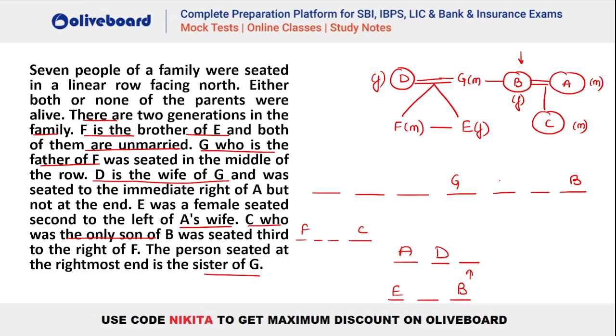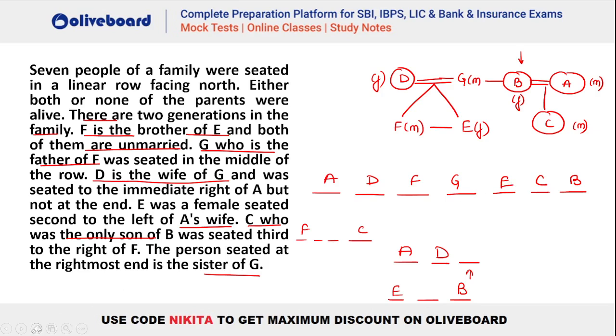And if B is here, you can place your E also. Once you place your E, you can place this person, that is F and C also, right? Because C can only be here. And in that case, F will be here. And you can see A and D will be here, right? So this will be the final arrangement that you should be getting here.